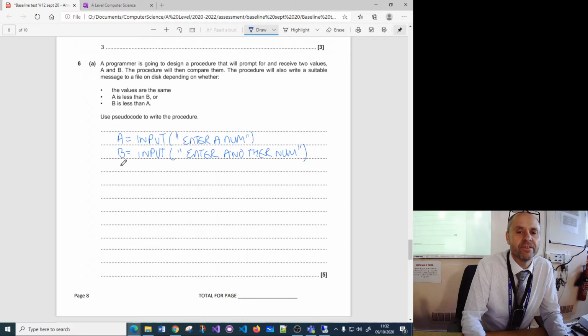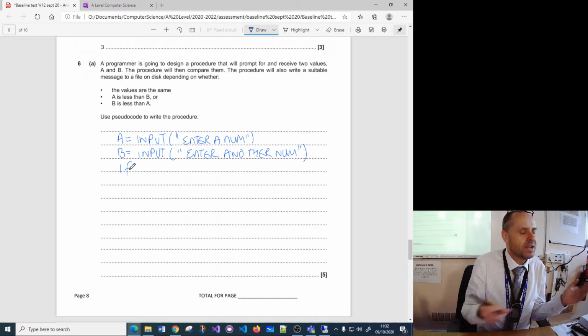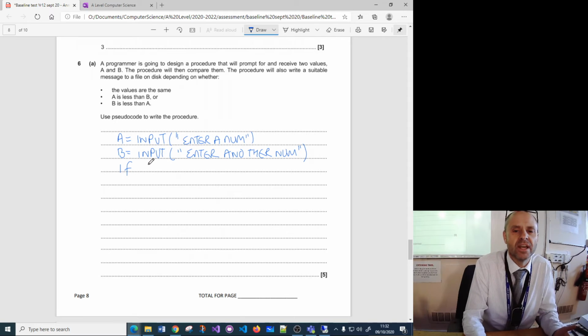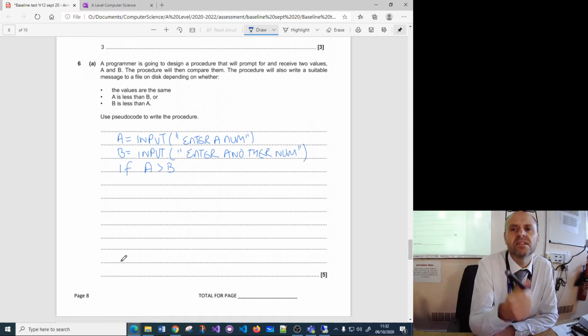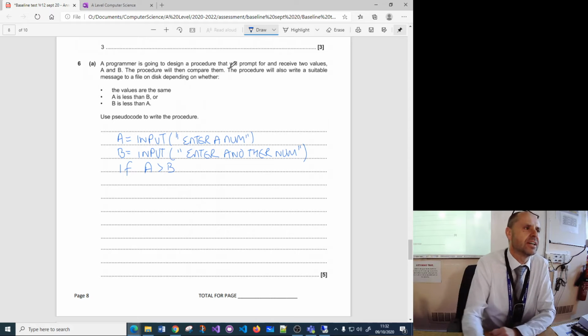So we're going to do an if. Right, and with numbers, they can either be bigger or smaller than each other or the same. The order you tackle this is up to you. So I would generally say, right, if A is bigger than B, then I'm going to write out that A is bigger. Okay? But it said write a suitable message. So are they the same? A is less than B, B is less than... So I'm going to write out, in this case, B is less than A.